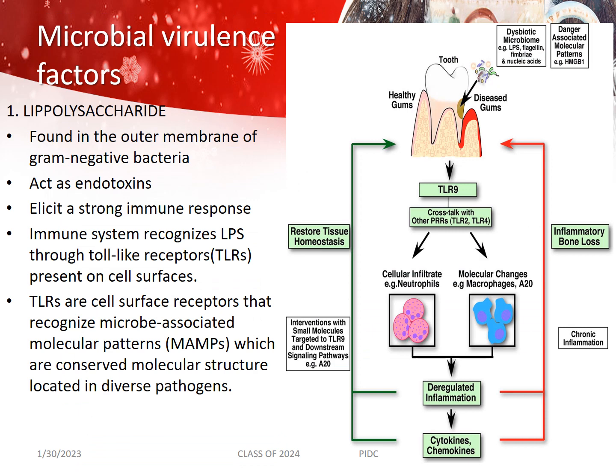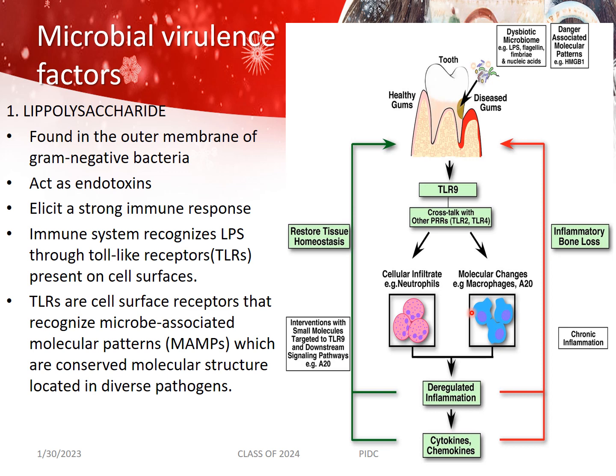Now coming on to the first microbial virulence factor, that is lipopolysaccharide. This is generally found in the outer surface of gram-negative bacteria. It acts as an endotoxin and elicits a strong immune response. The immune system recognizes these lipopolysaccharides through toll-like receptors called TLRs, which are present on the cell surfaces. They are present both on the neutrophils and on the macrophages.